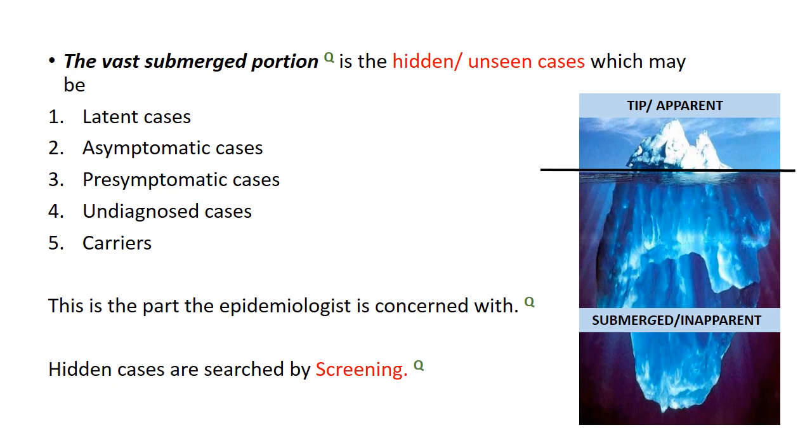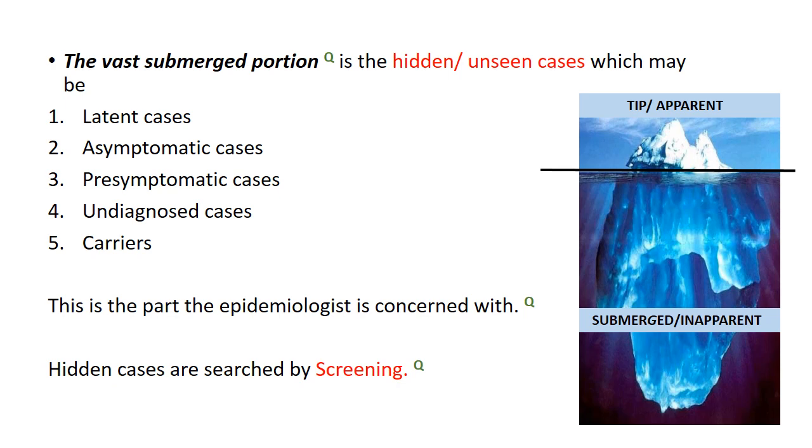Now you have to tell me one thing: what is the difference between asymptomatic cases and pre-symptomatic cases? Is there any difference? And give me a good example of a carrier. Now let me explain the submerged portion with the help of a recent example, which is of novel coronavirus disease.